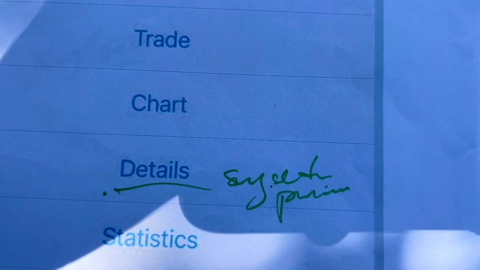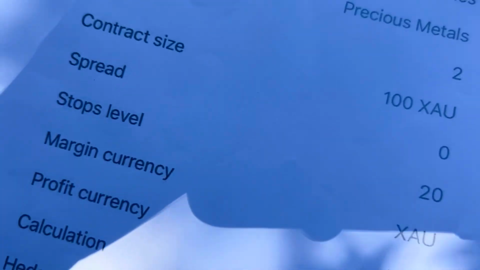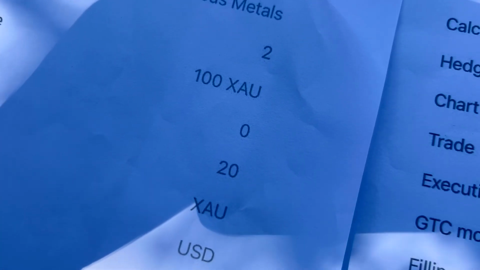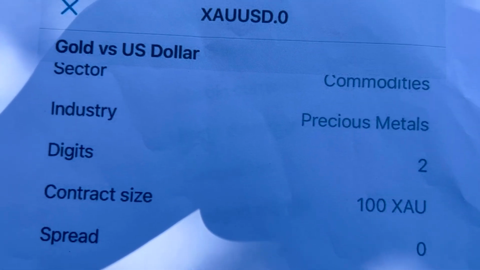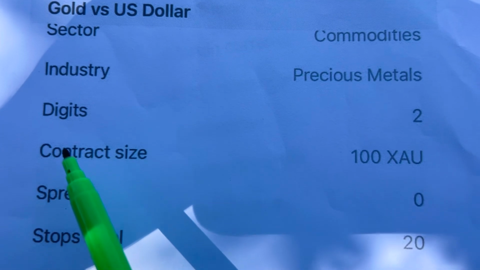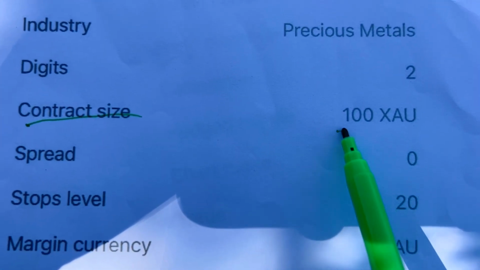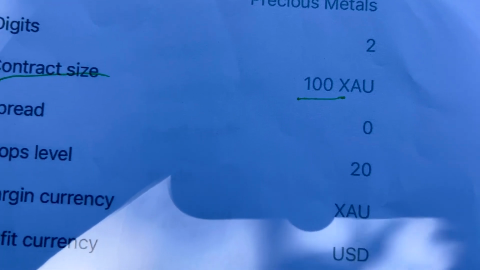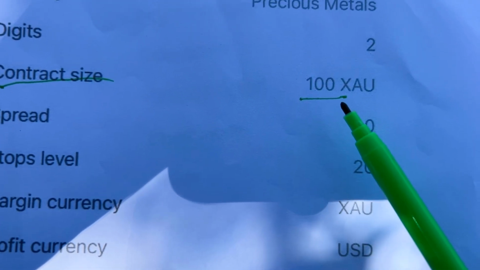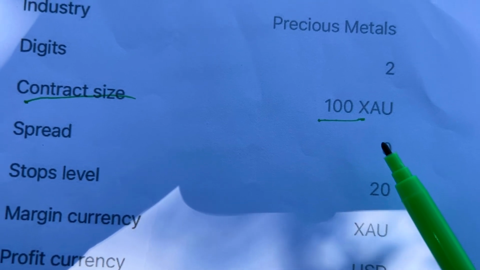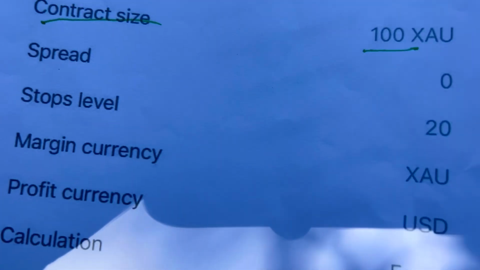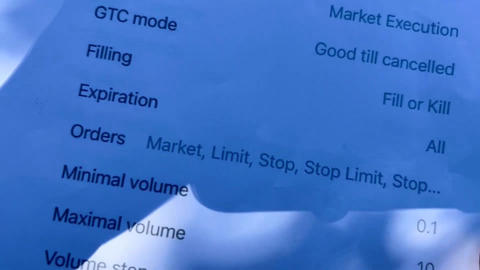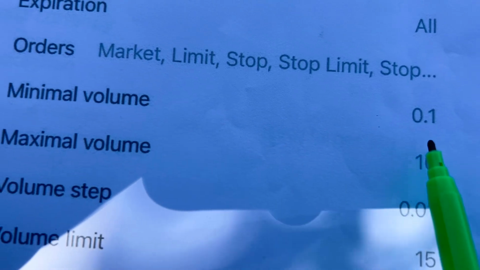Now you will click on this one so that you can land on this page, so that you understand the parameters, the criteria, the structure, the plan for you to trade this asset. As you can see here, we have a contract size, which is 100 of gold. This is the standard contract that they've set. If you decide to open a minimum volume, if you scroll down, you will see that we have a minimum volume of 0.01.